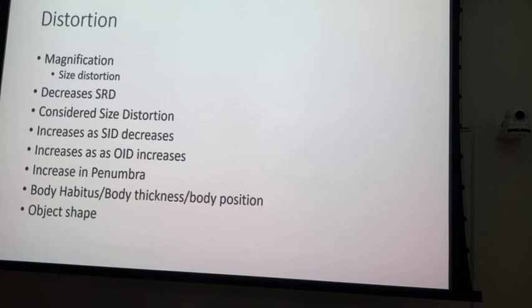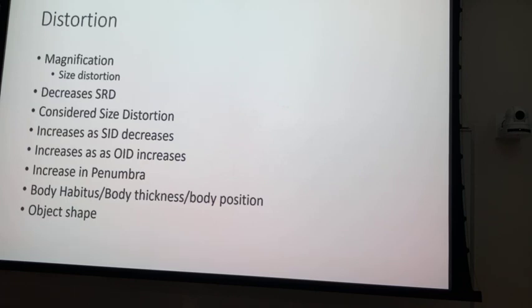So distortion, again, is geometric. Actual sharpness of recorded detail issues. So the different types of distortion, we've got magnification, which is just size distortion. And size distortion just decreases the sharpness of recorded detail, any kind of distortion decreases sharpness of recorded detail. The magnification will decrease naturally as SID decreases. It increases as OID increases.